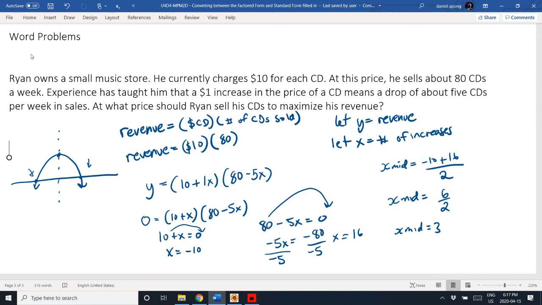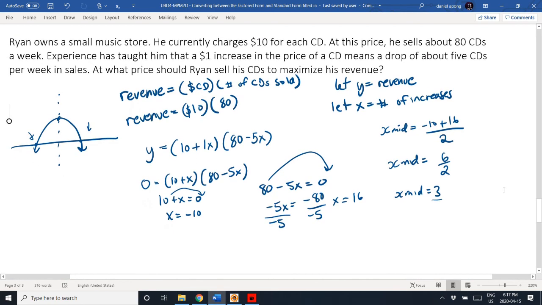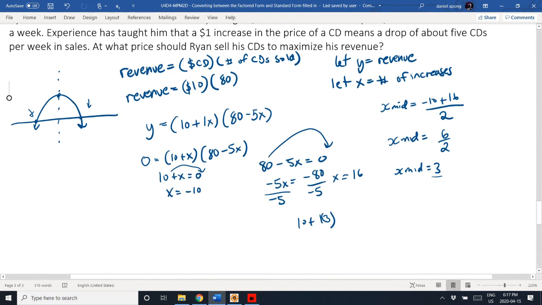In this question, it just asks what price should he sell his CD at, which means 3 increases, which means we can plug that into this bracket. So we know it's $10 per CD plus 3 increases of $1. So he'll be selling his CD for $13.